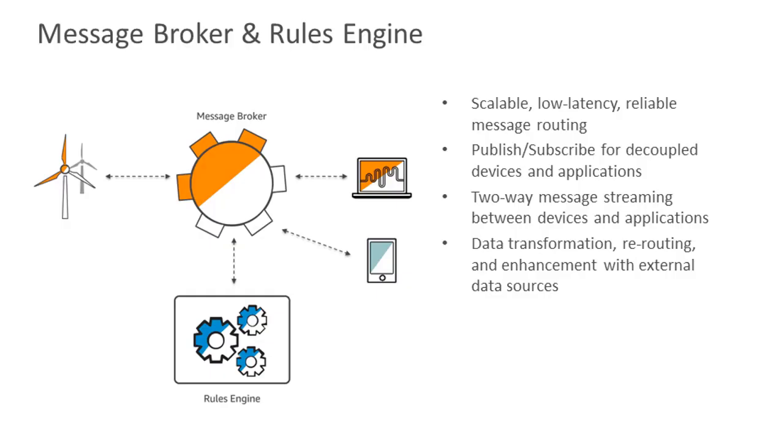The message broker provides low latency, reliable message routing between your device and the cloud. It offers a pub-sub model, so you can basically decouple your devices from your applications. And it offers very useful data transformation and routing using a fairly feature-rich rules engine. We're going to go through in a little bit of detail what a rule looks like, but just know that this part of the IoT platform allows you to get data in and route it to where it needs to go. And for our dashboard use case, this is the first step.